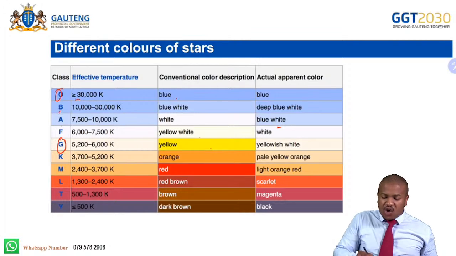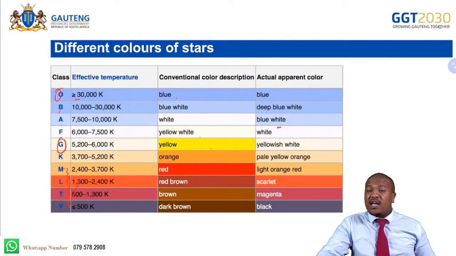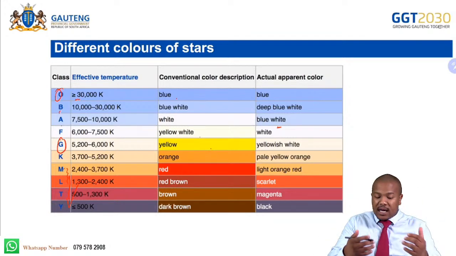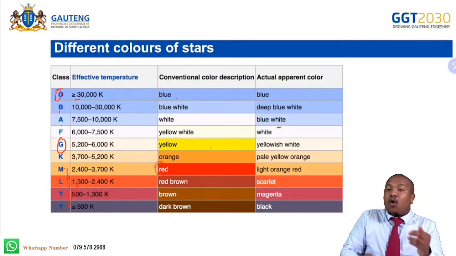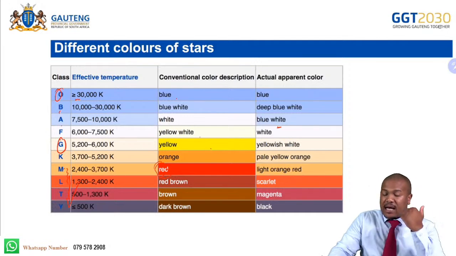Are we together? So going down the table, we can see that the temperatures drop, and as they drop, the color of the stars changes, with red being one of the cool stars and old stars.